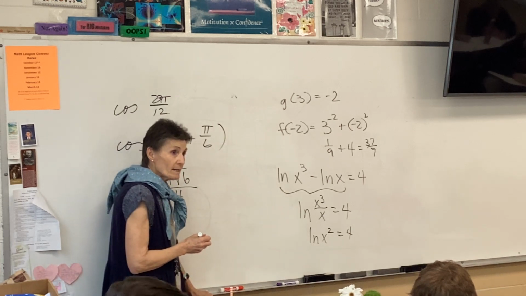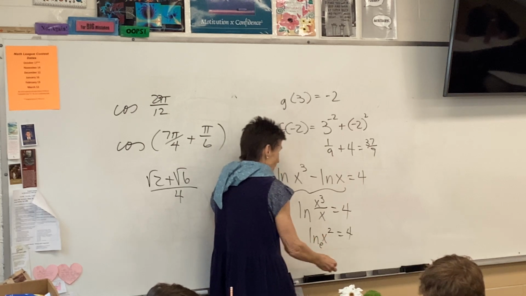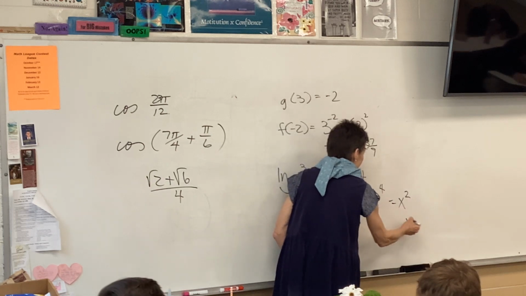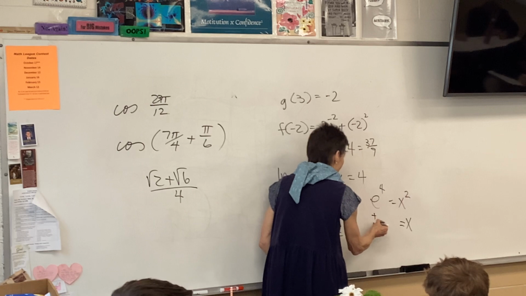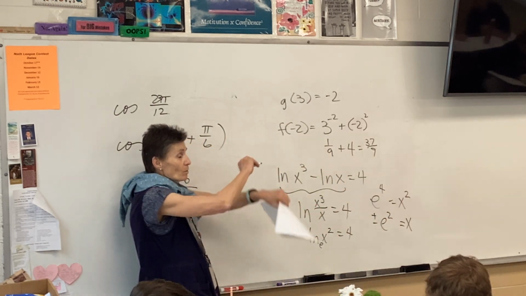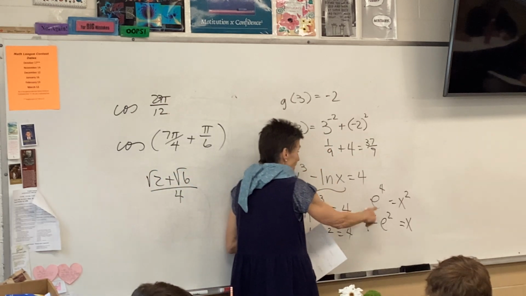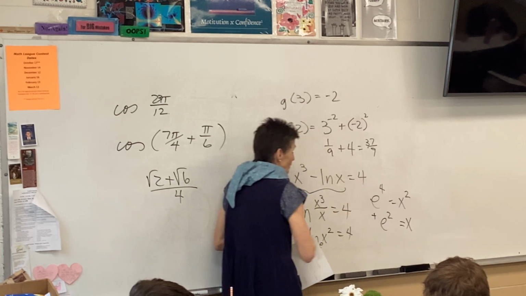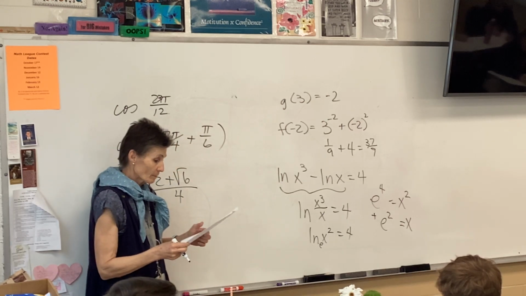Then we log roll it. What's the base on ln? E. So e to the 4th equals x squared. We want x. So we will square root both sides, plus or minus e squared. But, whoa, stop. In the original problem, can you put a negative number right here? No. So therefore, the only answer to the problem is e squared.